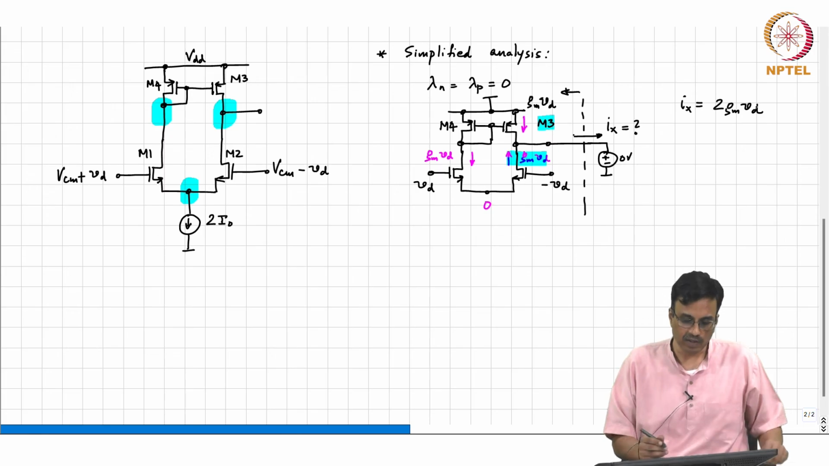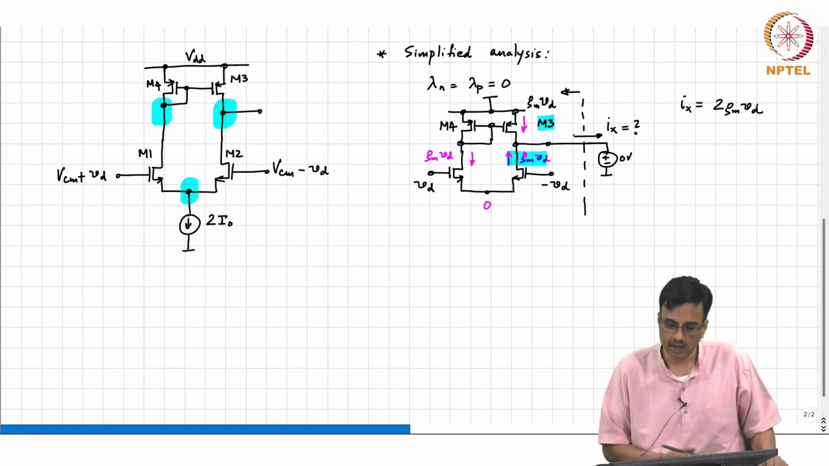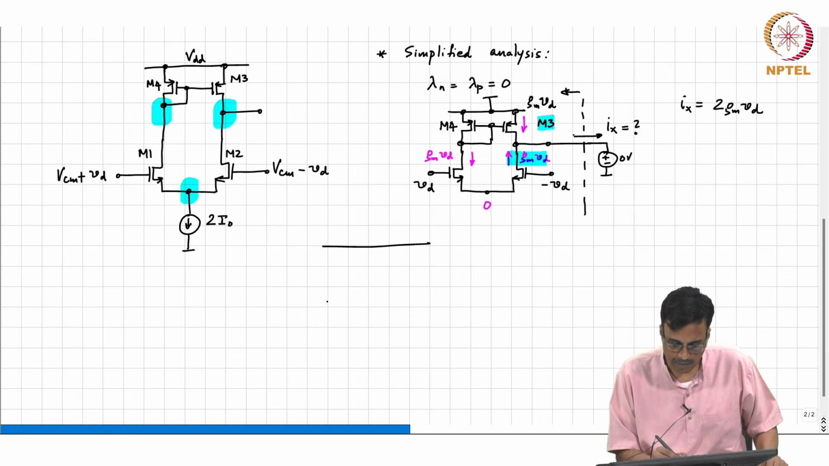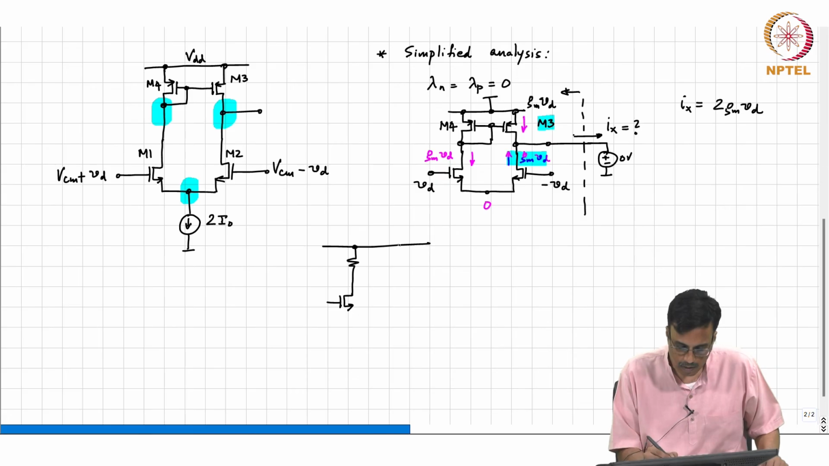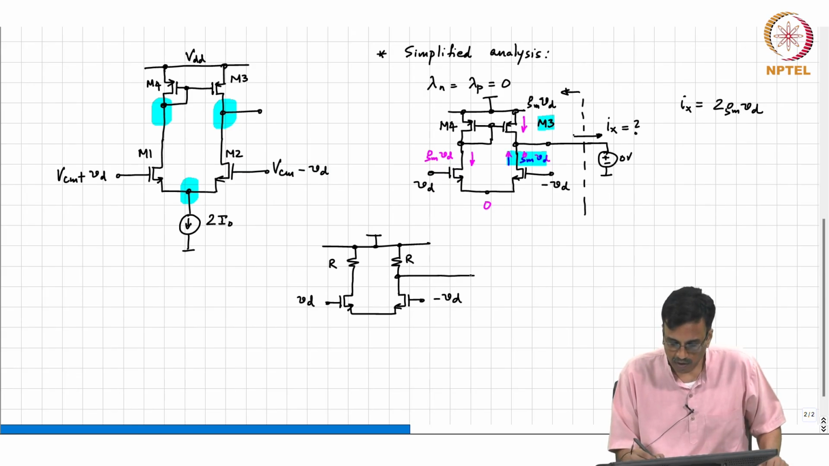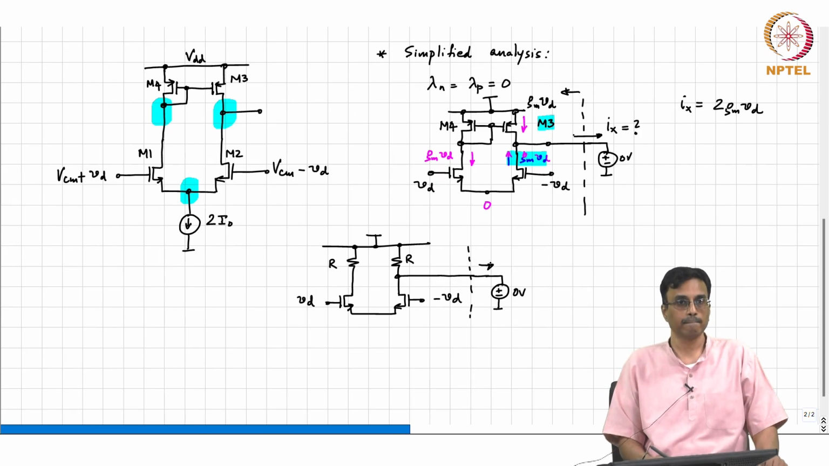Okay. Now how does this compare with the Norton, I mean if we did the same thing with our regular differential pair where we had resistors, this is Vd, this is minus Vd, this is R, this is R. In the incremental picture, this is grounded. If we found the Norton equivalent short circuit current of this guy, what would be the short circuit current? Huh?